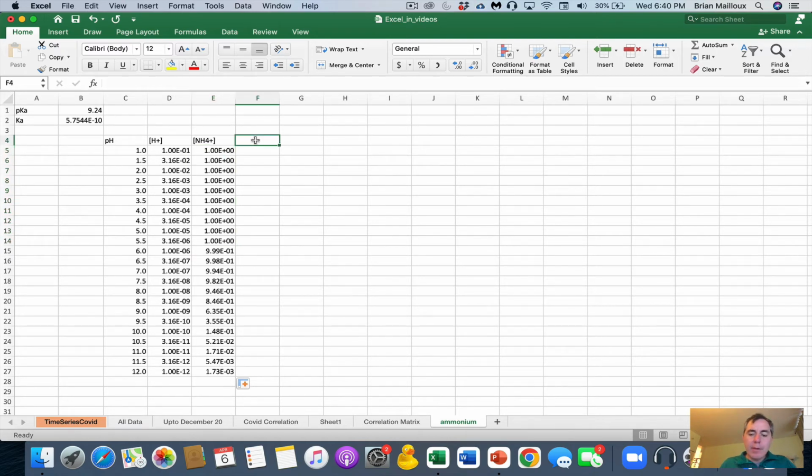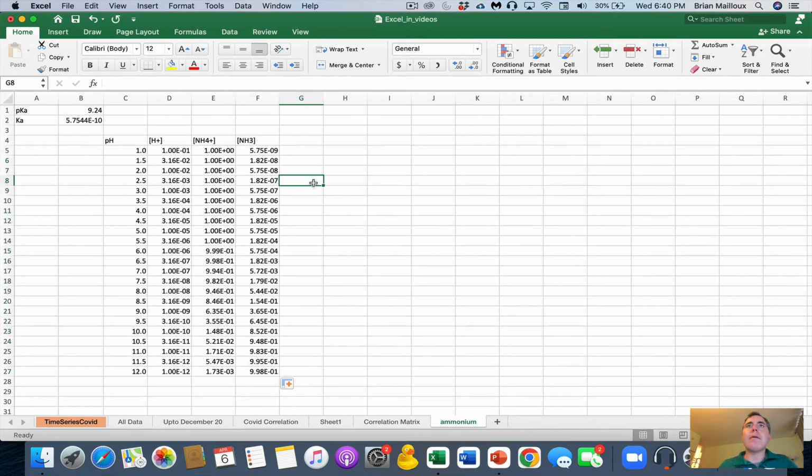Now we can get our figure out for NH3. Remember, it's just 1 minus this. Ooh, that's a bad equation. Equals 1 minus this. Try again. Right, and that's tiny. And so now we have our information.